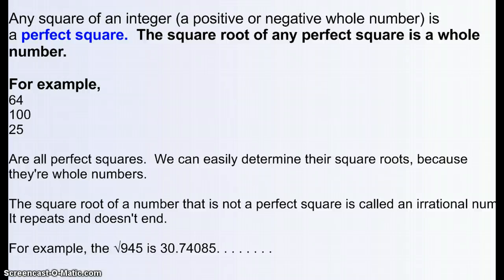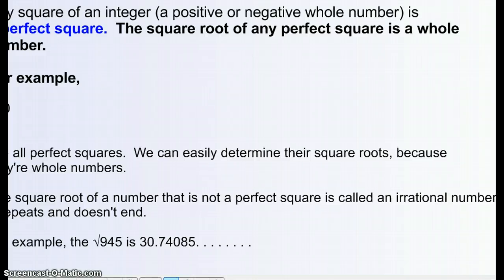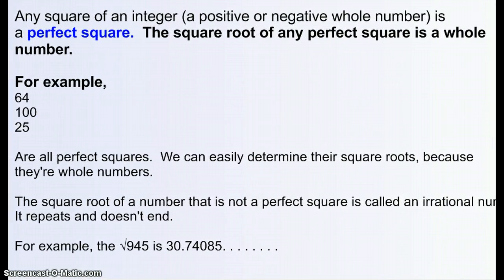But the square root of a number that's not a perfect square is called an irrational number. An irrational number is a number that repeats and doesn't end. So whenever you have the bar over all the decimals at the end of a number, okay, that number doesn't end, then that means it's an irrational number. For example, if we calculate the square root of 945, we actually get 30.74085, on and on and on. That's called an irrational number. There's no end to it. We can't pinpoint it because it goes on forever. That's why it's considered irrational.